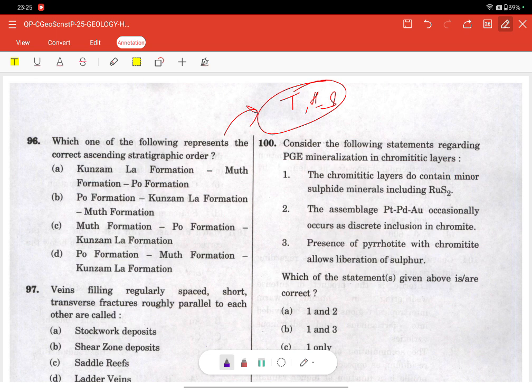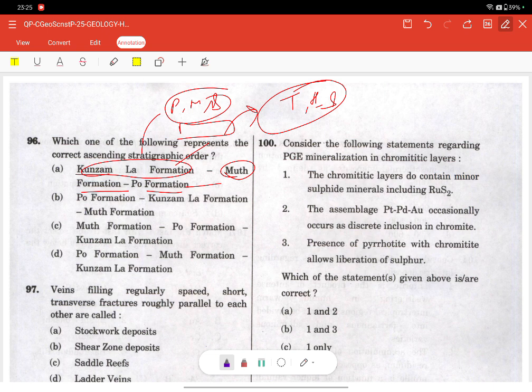So Kunzumla is Early Proterozoic and it's the oldest one. Muth formation is of the Devonian and it's in the middle. And Po formation is Carboniferous-Permian, it's the youngest one. So option A is correct. Kunzumla formation is the oldest and it represents Paleozoic marine sedimentation. It is dominated by shales, slates, carbonates, and it forms the basal part of the Tethyan sedimentary succession in many sectors.